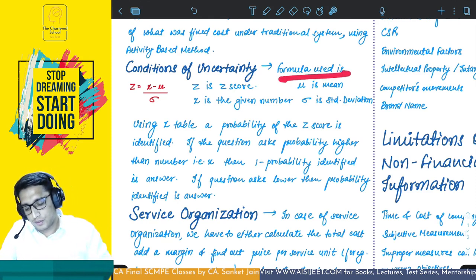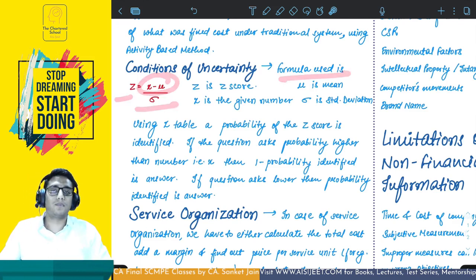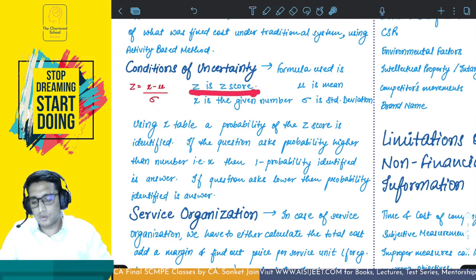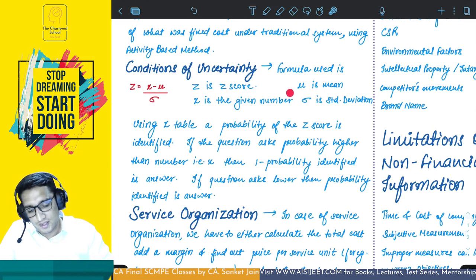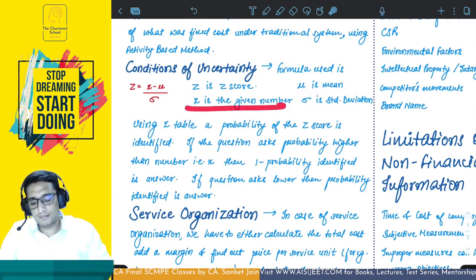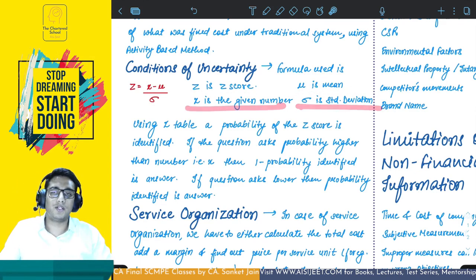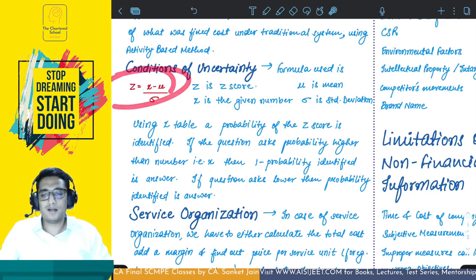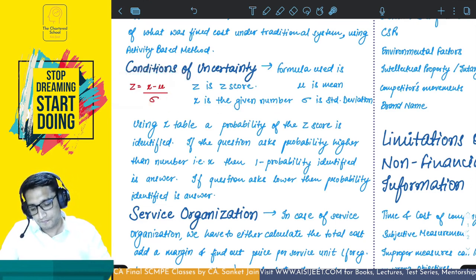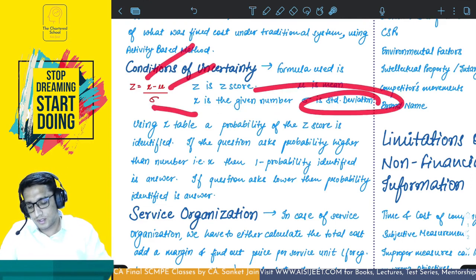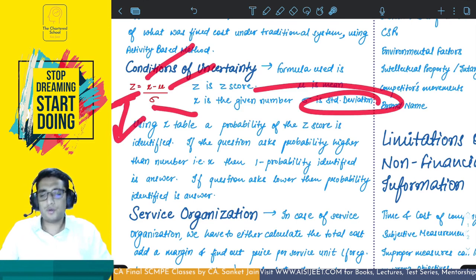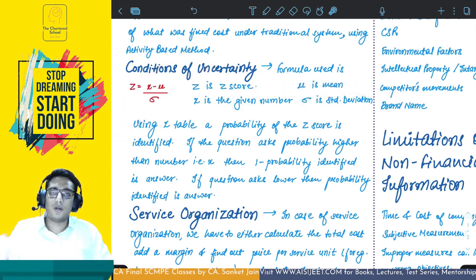So the formula used is Z equals X minus mu upon sigma. Z is the Z score that you have to calculate, mu is mean, X is the given number, and sigma is standard deviation. This is the formula that you have to use. Z equals X minus mu upon sigma. Now, mu is mean, X is number, sigma is the standard deviation, and Z is the Z score. You have to calculate the Z score first. On the basis of the Z score, you will be able to identify the probability.